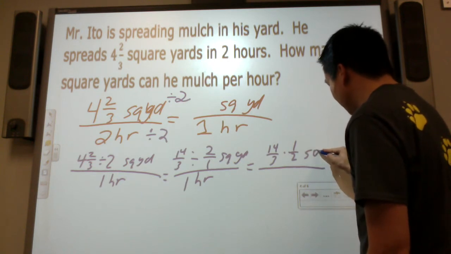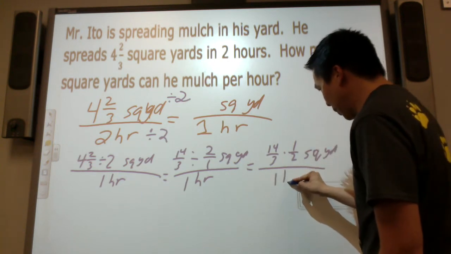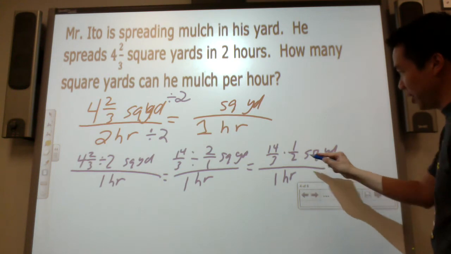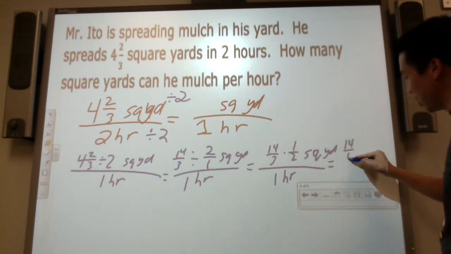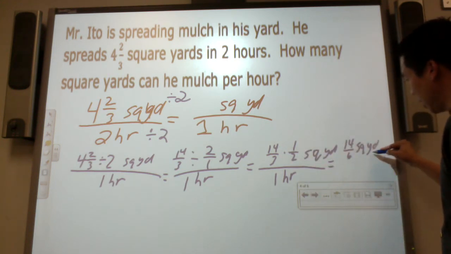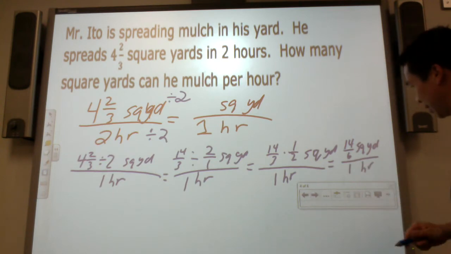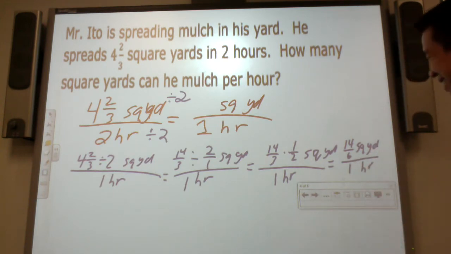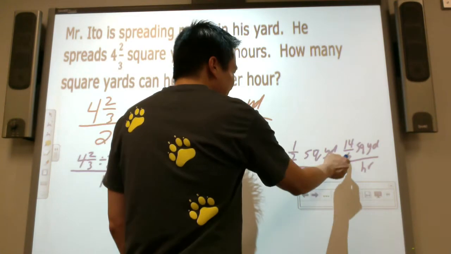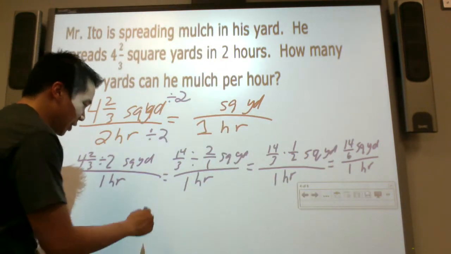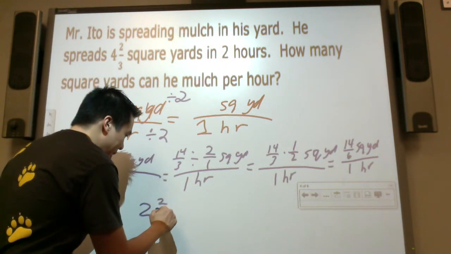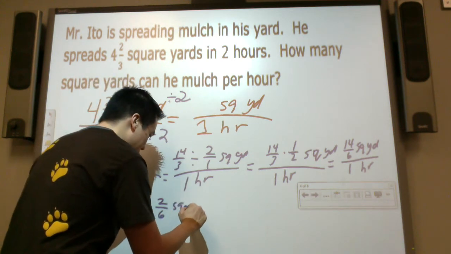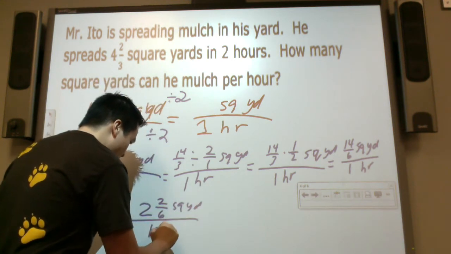Square yard, 1 hour. So let's solve this. That's 14/6 square yard per 1 hour. So what's another way to say 14/6? How many groups of sixes go into 14? 2 groups with a remainder of 2, so 2 2/6 square yard per 1 hour.